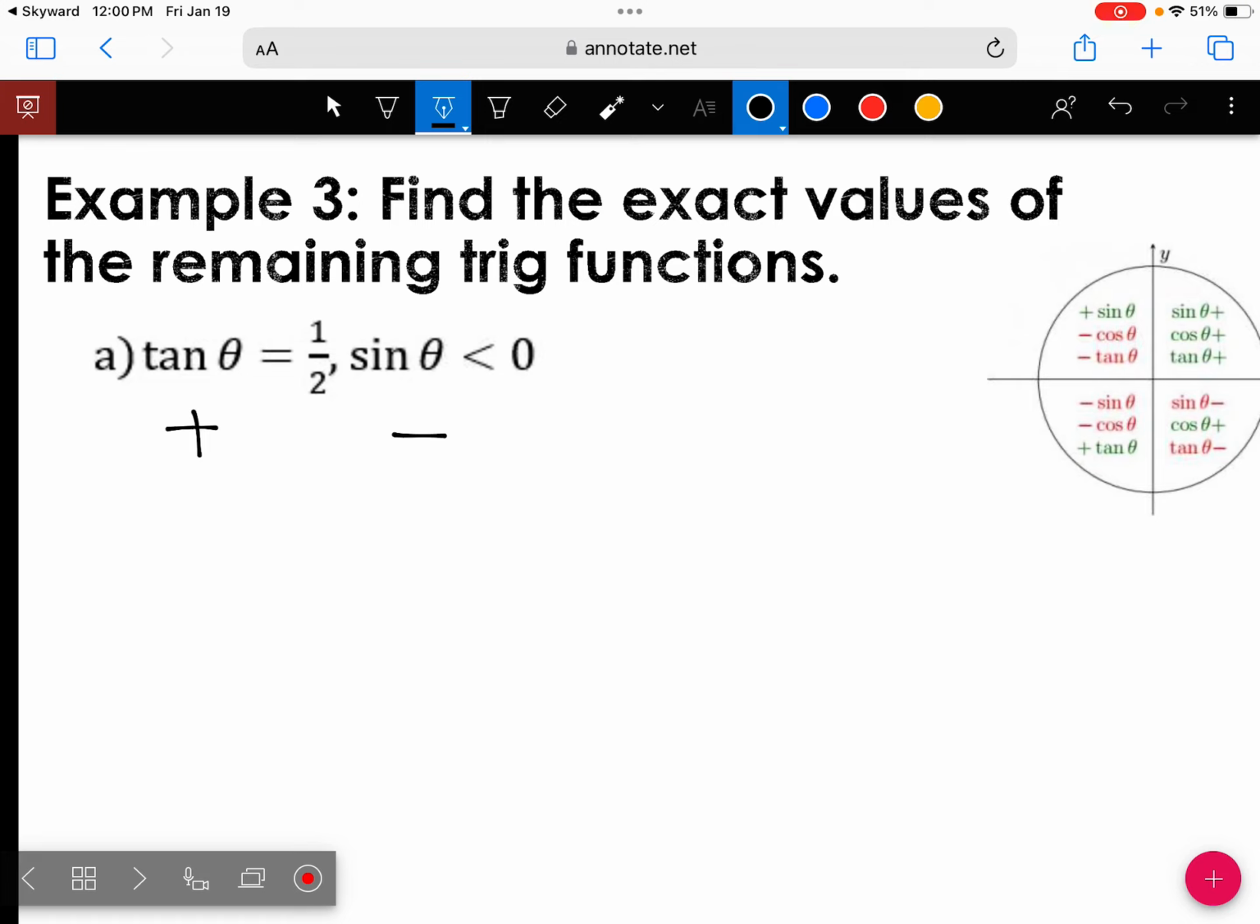So take a couple seconds. It's just like the problems we were doing on the previous slide. That's the first step for this problem. We need to figure out which quadrant we're working in. So we need to find the quadrant where tangent is positive and sine is negative.